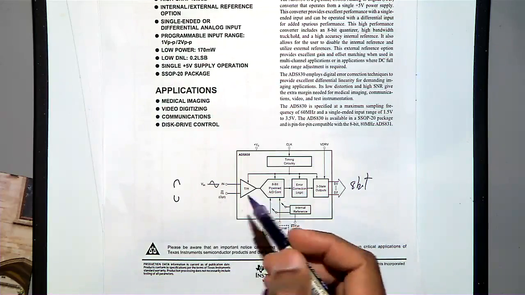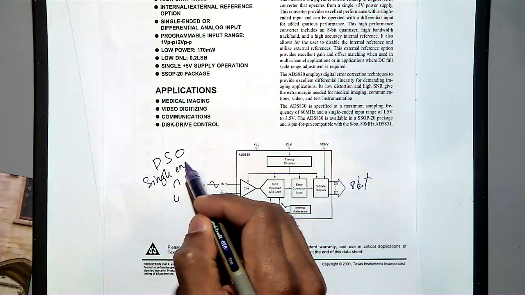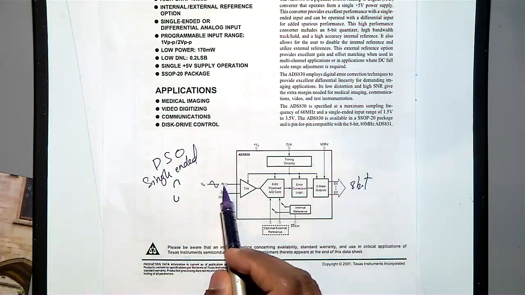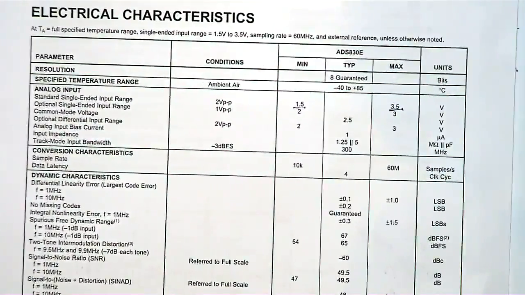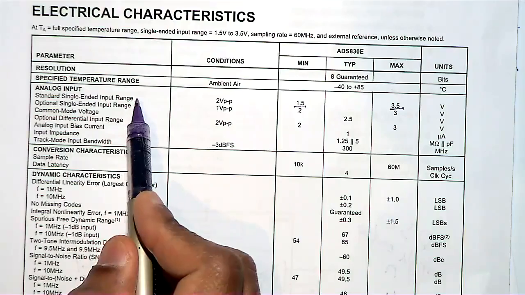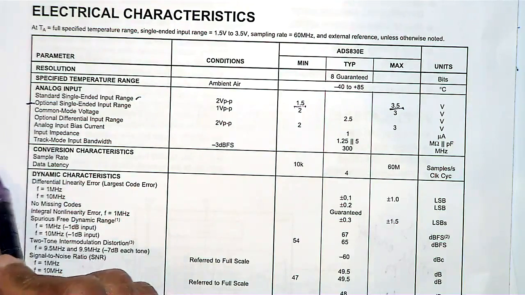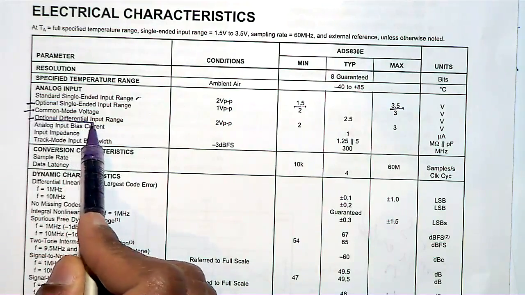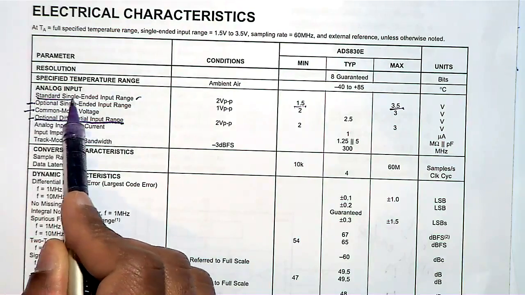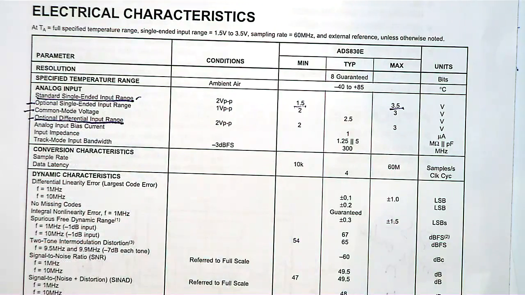For the DSO, we will be using single-ended operation. Single-ended means we will be using only one input. So that is the reason, when you read the data sheet, I am going to zoom in. See, standard single-ended range, optional single-ended input range, that is the optional second one, common mode voltage, optional differential input range. These are the main things: optional differential input range or standard single-ended input range. If you are using the standard single-ended input range, you are using only one line.